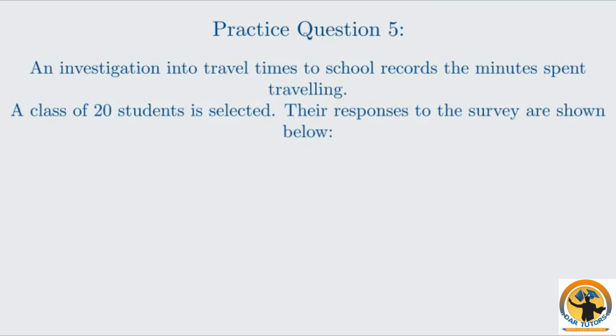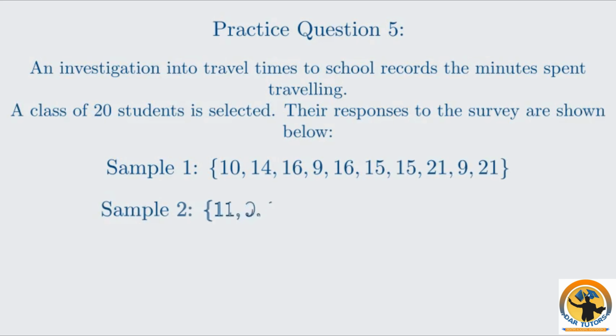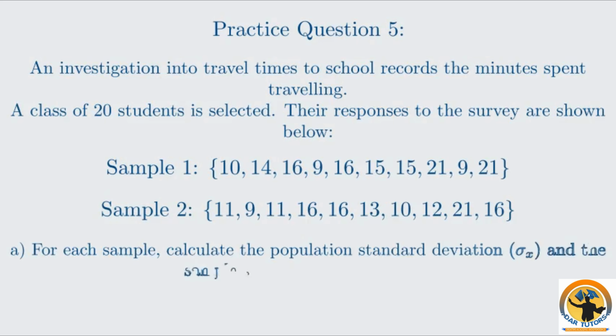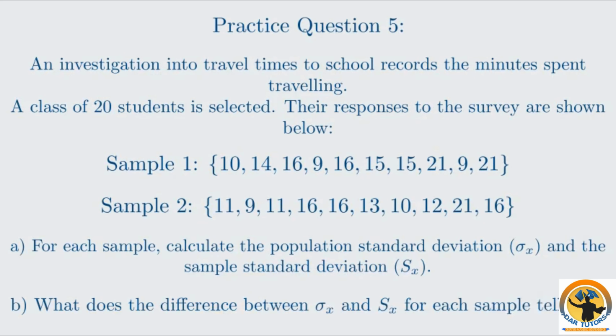Here is our 5th and final practice question. This problem requires you to analyze 2 different ways to measure a variable and compare the resulting statistics. Pause the video and work through this problem, making sure to find both population and sample standard deviations.